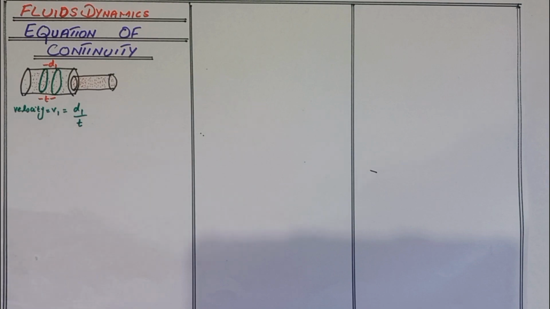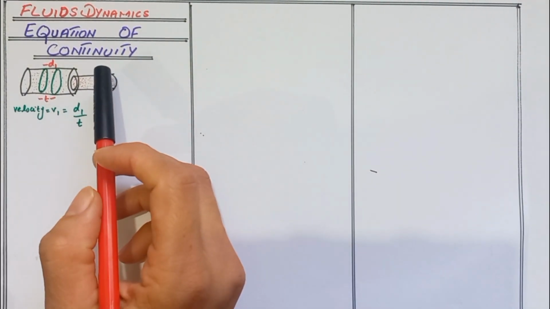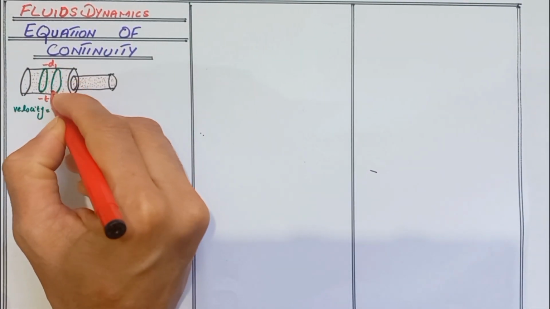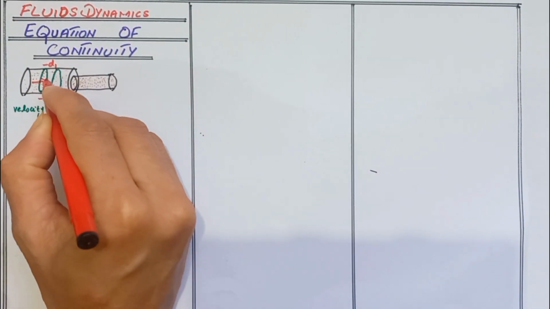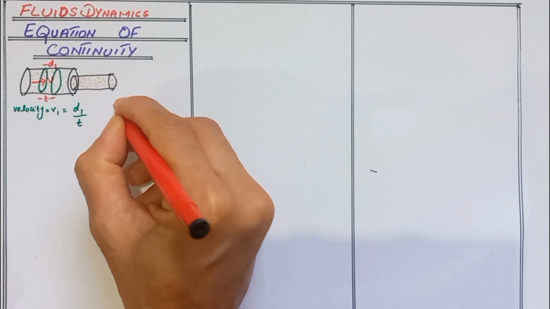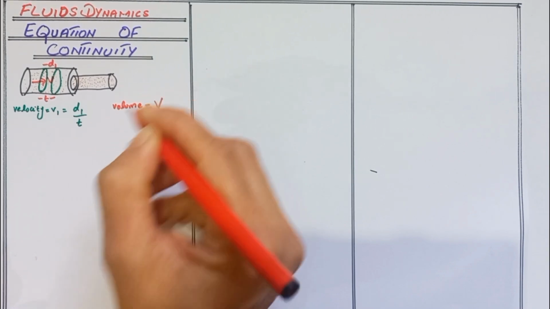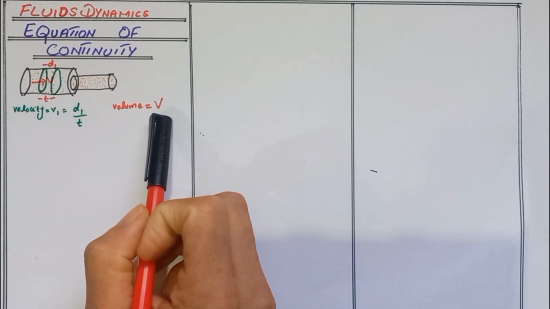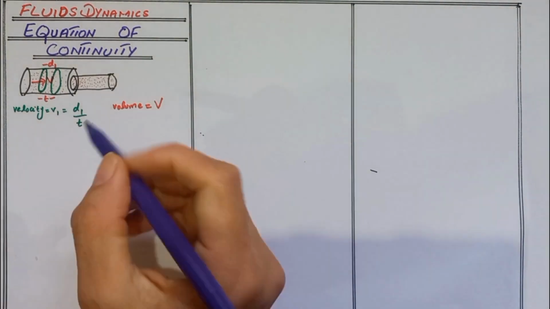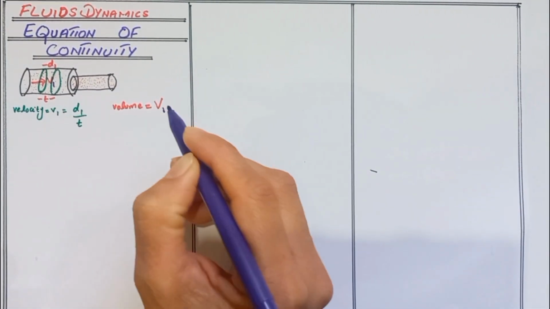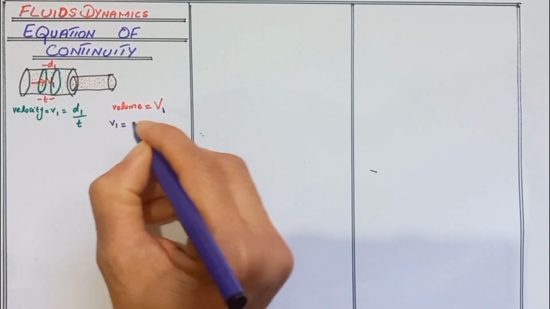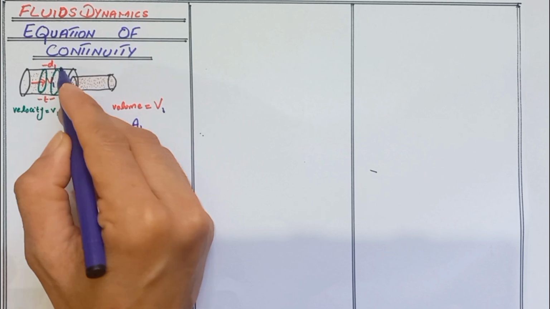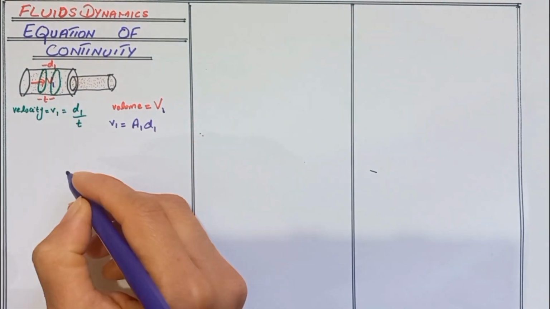Now another interesting thing to note is that the gas actually occupies a volume V. The gas molecules under this cross section area occupy this volume, which is the volume of the cylinder. So we can write that this volume is V1. We know that V1 is equal to the cross sectional area A1 times the distance D1 that the molecules cover in time t.